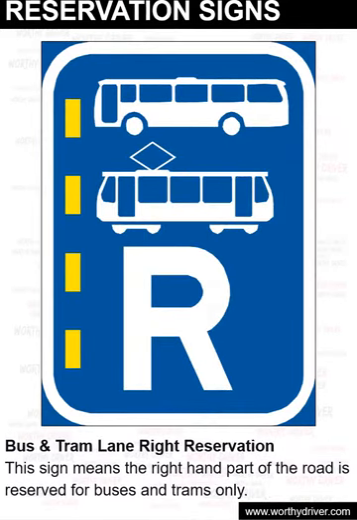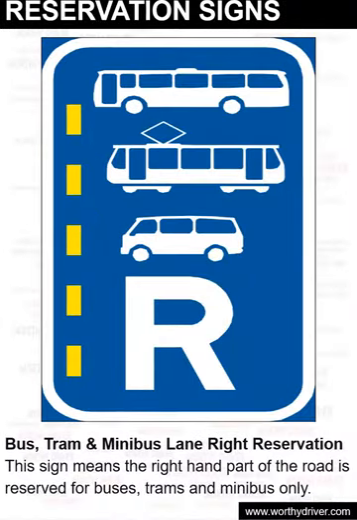Bus and tram lane right reservation. This sign means, the right-hand part of the road is reserved for buses and trams only. Bus, tram and minibus lane right reservation. This sign means, the right-hand part of the road is reserved for buses, trams and minibuses only.